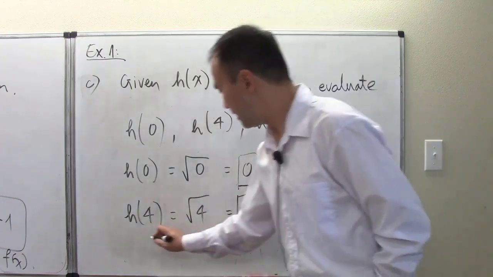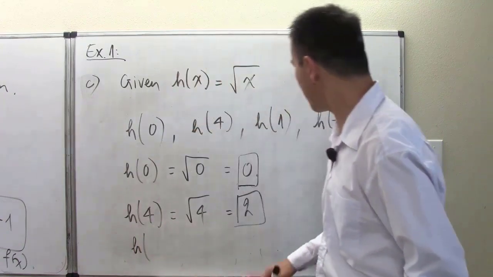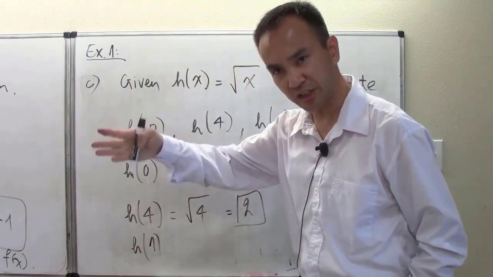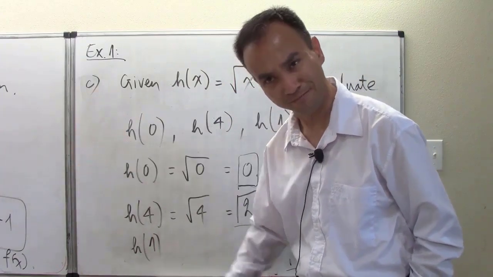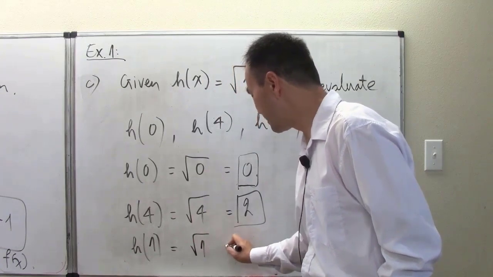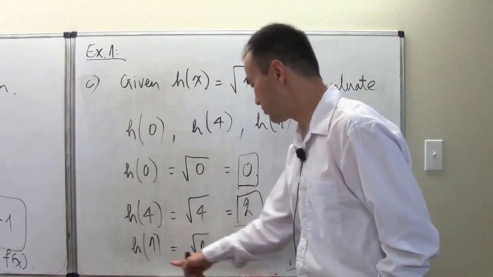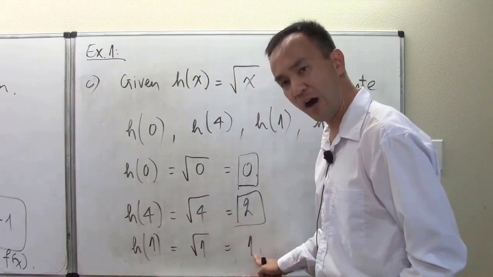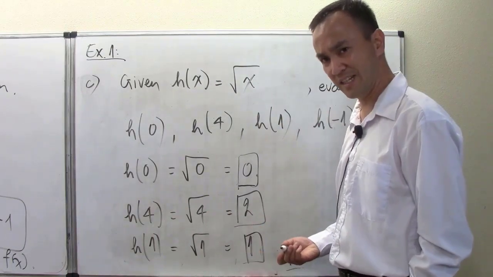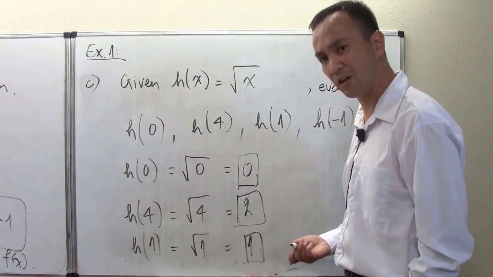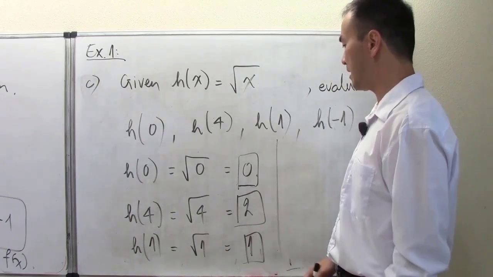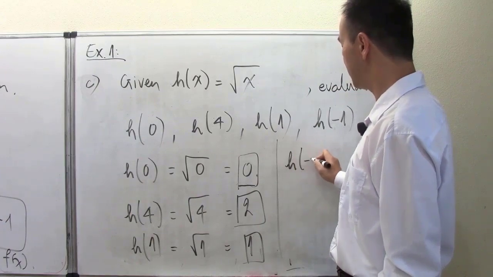All right, and then h of 1. So h is this rule over here. The rule says we take the square root of every input given. So square root of 1. Square root of 1 equals 1. So this is input, that is output. Okay, we're done with another problem. And you can see that I already pick up pace a lot faster compared to part A. Okay, so now how about h of -1?